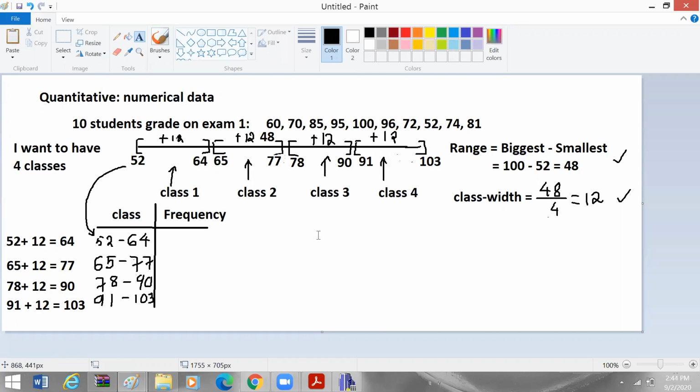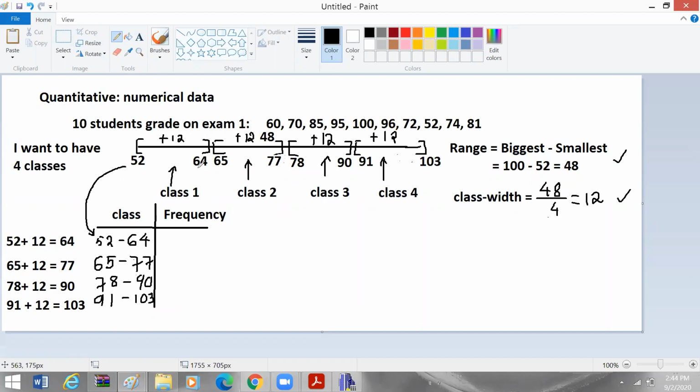Are we good? So we set up these 4 classes. Remember, the difference between each class has to be the same, and it is equal to 12. Okay, I got one person raise their hand. Yes, you can ask me the question right now.